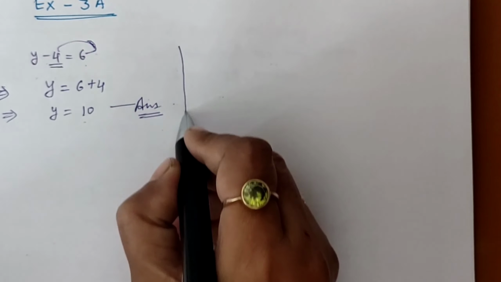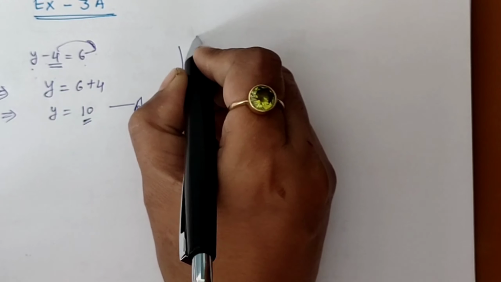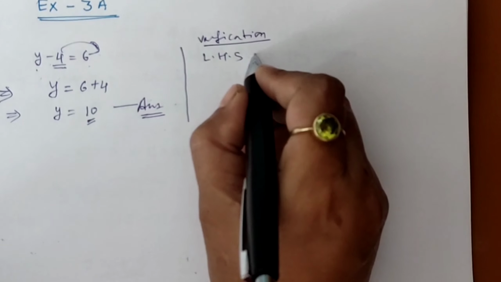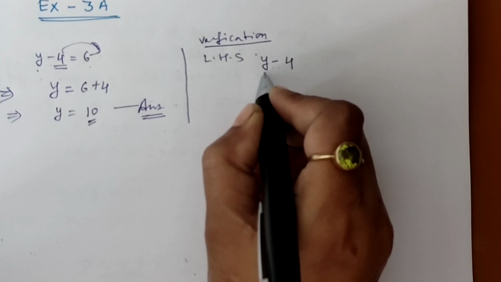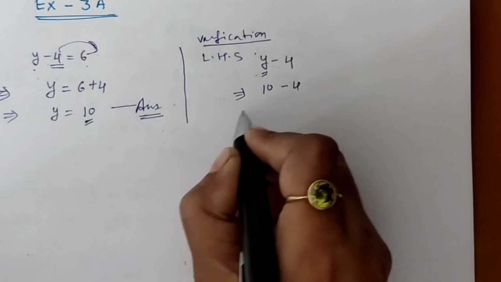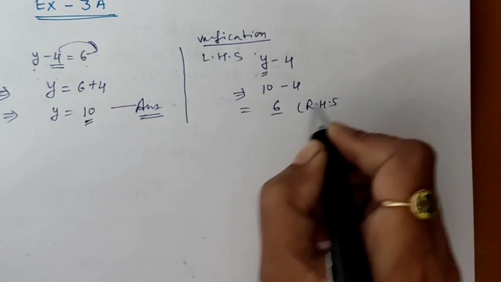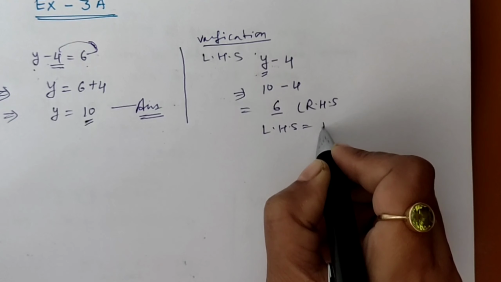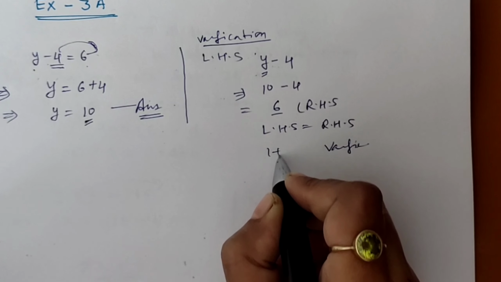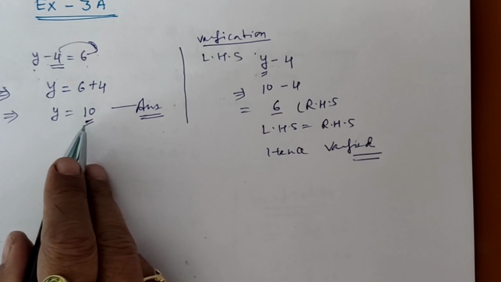Now, if you want to do the verification, put the value of y in the left hand side. The left hand side is y minus 4, you put the value 10 here. 10 minus 4 is equal to 6. So this is the right hand side value. Left hand side is equal to right hand side. Hence it is verified. This is the verification, this is the solution.